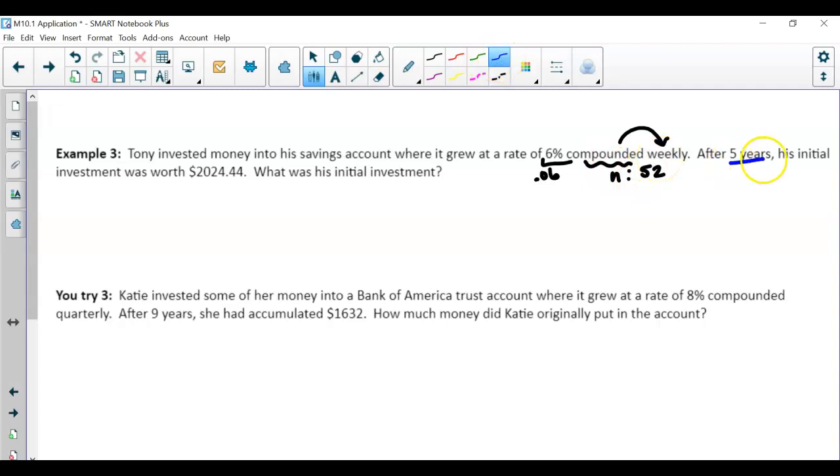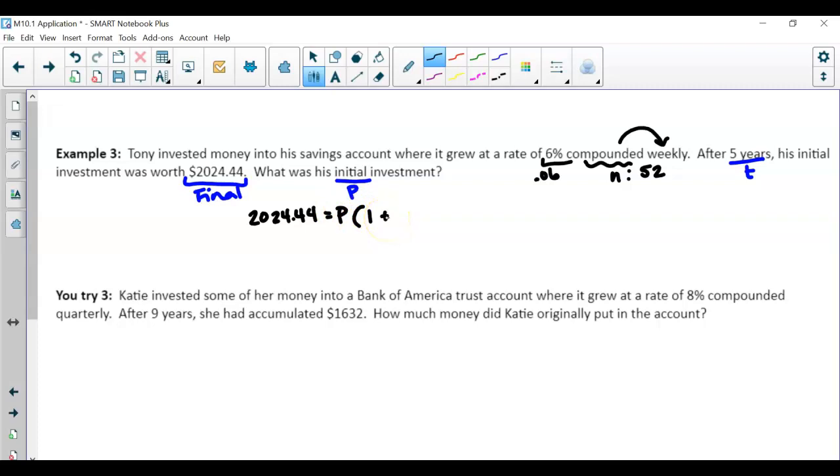And after 5 years, so here's our T, his initial investment was worth, so this is the final amount. What was his initial? So again, we're looking for P, the initial investment. So again, setting this up, $2,024.44 is equal to our initial, which is P, times 1 plus.